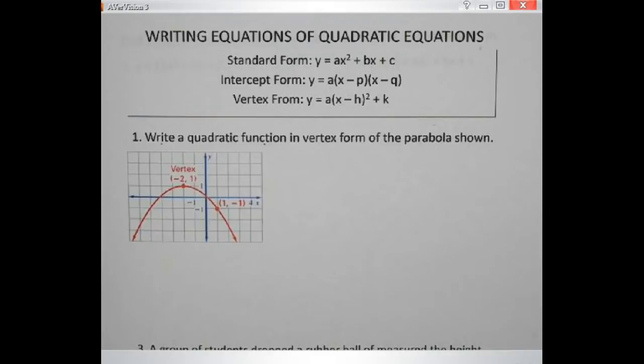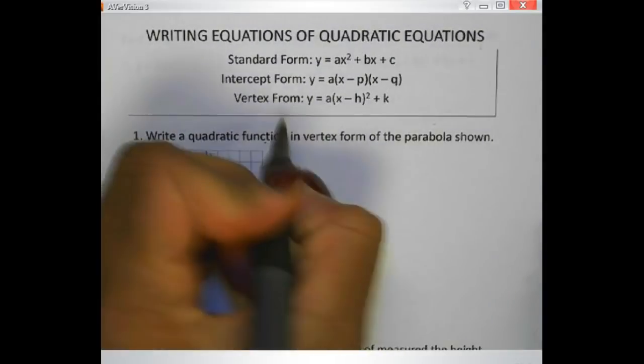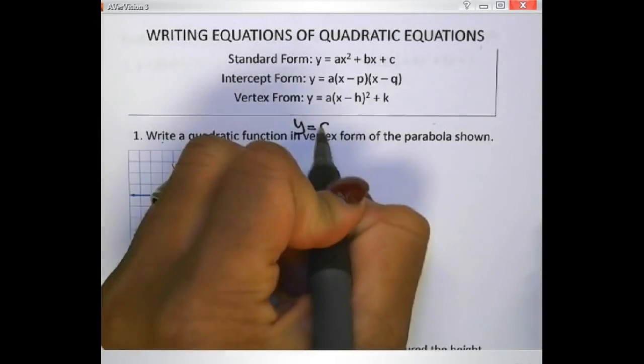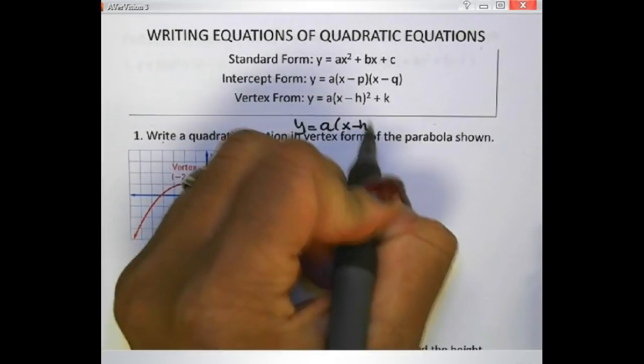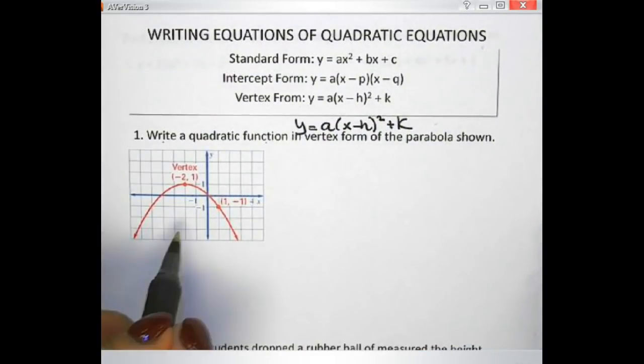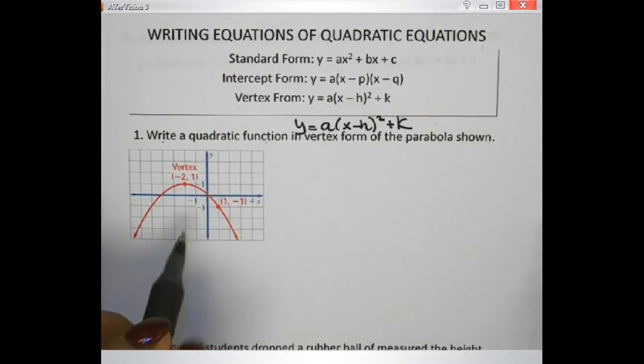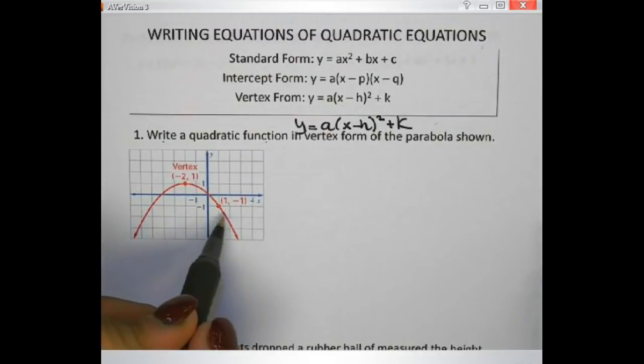For number one, my directions are to write the quadratic equation or function in vertex form of the parabola shown. So here's my parabola. My goal for this one is to use vertex form, which is right here. I'm just going to rewrite it so I have it a little bit closer and my eye focuses on that and nothing else. In this parabola, they gave me a couple of things. They give me my vertex and an extra point over here, which is great.